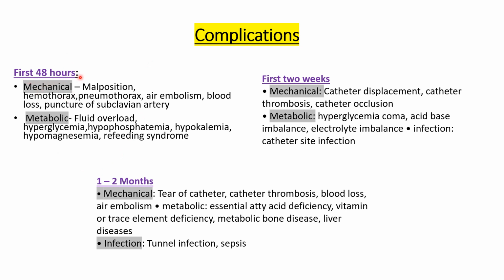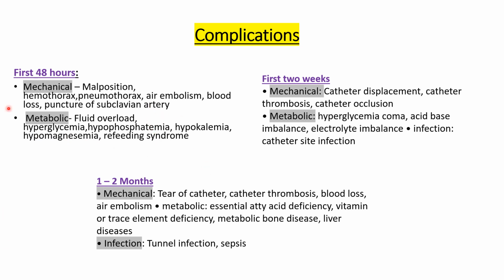Here we have divided the complications into 3 according to timelines. In the first 48 hours, you have things like malabsorption, hemothorax, pneumonia, air embolism, or you can have metabolic complications, that is fluid overload, mostly hyperglycemia, hypophosphatemia, and the rest. Let me explain this.